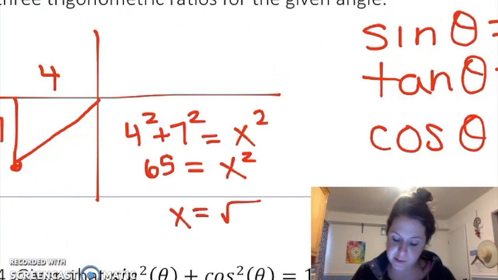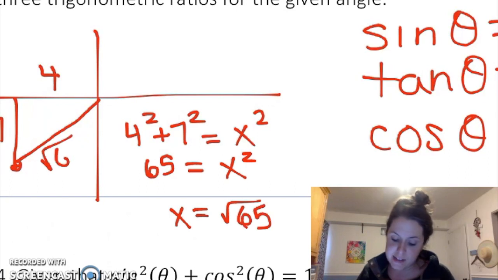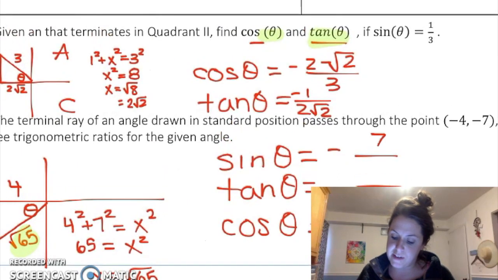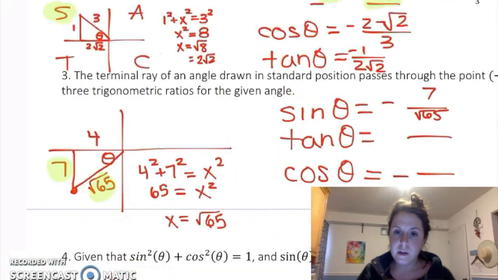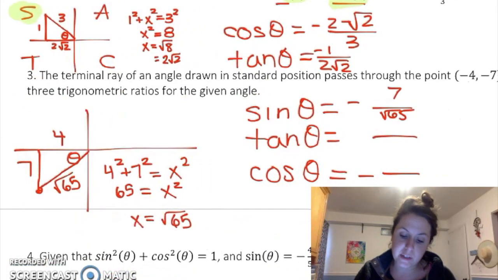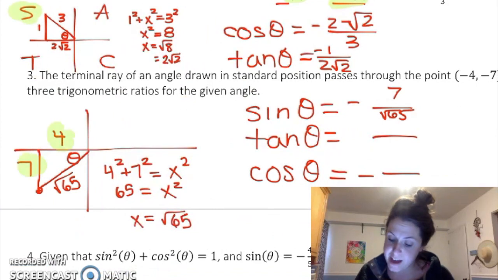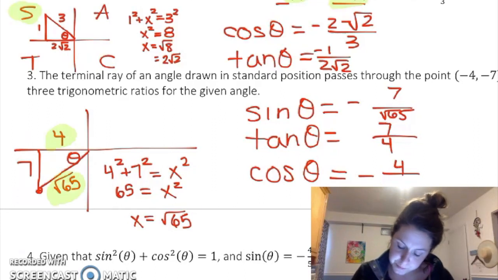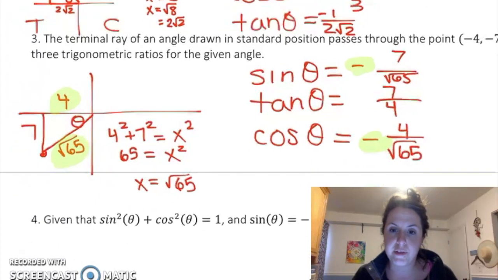And so x would be the square root of 65. So that is that length. So let's figure these out. Here's theta. To find sine, I'm going to do the opposite over the hypotenuse. I know that that's negative, so negative 7 over radical 65. To find tangent, I'm going to do opposite over adjacent. So that's positive 7/4. To find cos, I'm going to do adjacent over hypotenuse, which is negative 4 over radical 65. And notice, again, that sine is negative, cos is negative, but I've got all three values.